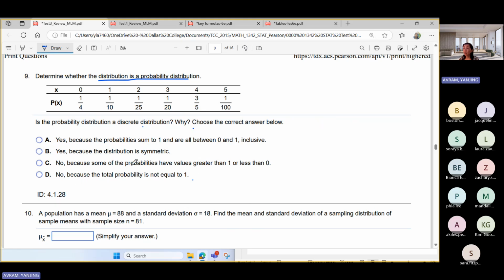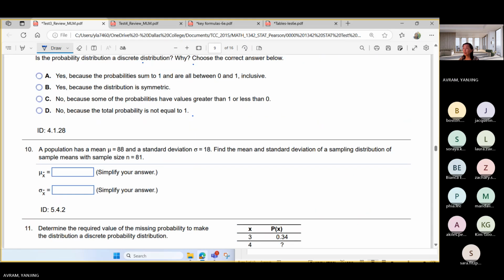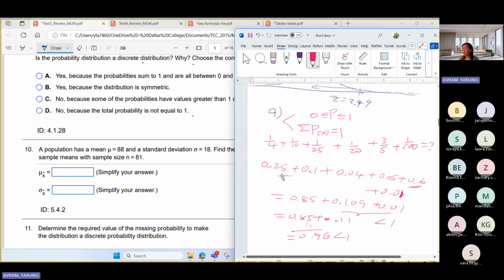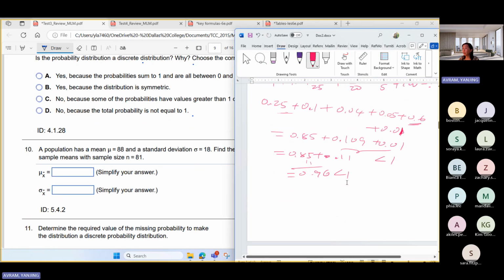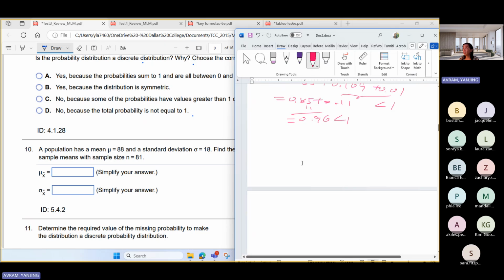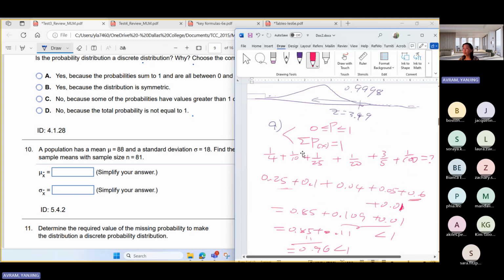And then you can choose which one is the better answer, because some probabilities may have a value greater than 1 or less than 0. No, none of the probabilities is greater than 1 in here, okay? So the total probability is not equal to 1, so that should be the correct one, because we just added the sum. The sum is not equal to 1. Okay, so those are the two conditions you have to satisfy.